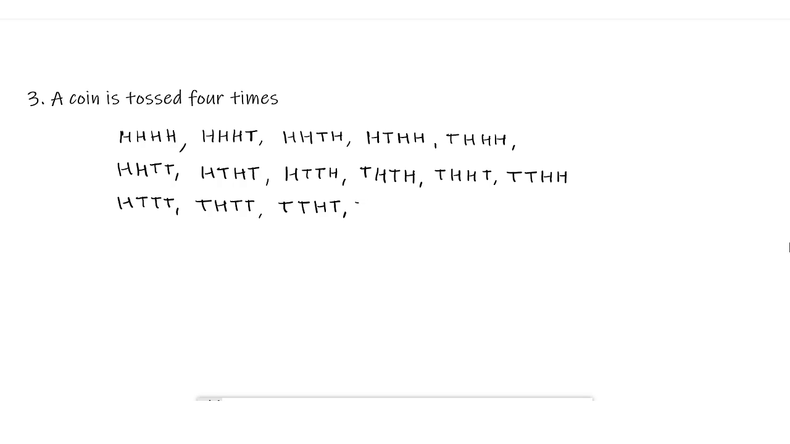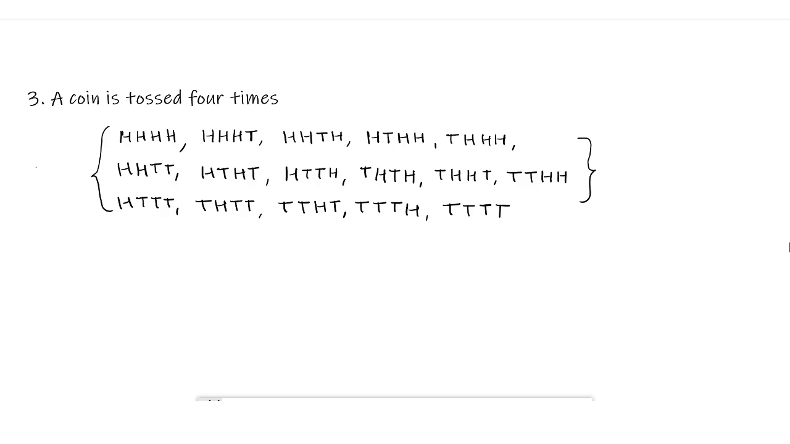Then in the first a tail, in the second a tail, in the third a tail, and in the fourth a head. Then in the first a tail, in the second a tail, in the third a tail, and in the fourth a tail. So this way we have all the sample points and we have the total sample space. And there are a total of 16 sample points.